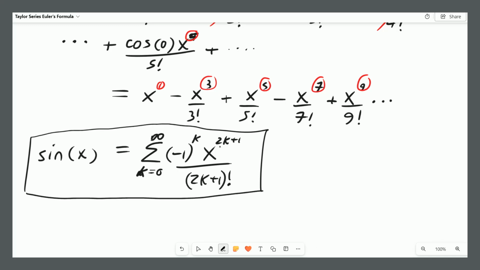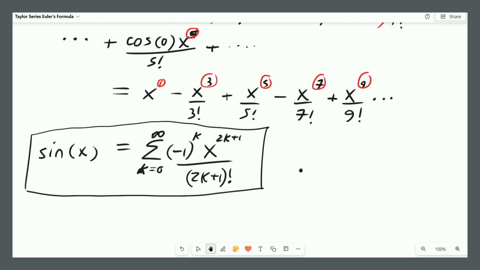So notice as k increases from 0 to infinity by 1s, 2k plus 1 is always going to be an odd number, right? When k is 0, 2k plus 1 is 1. When k is 1, 2k plus 1 is 3. When k is 2, 2k plus 1 is 5, and so on. That's what tells us it's always going to be an odd number. So that's sine x.